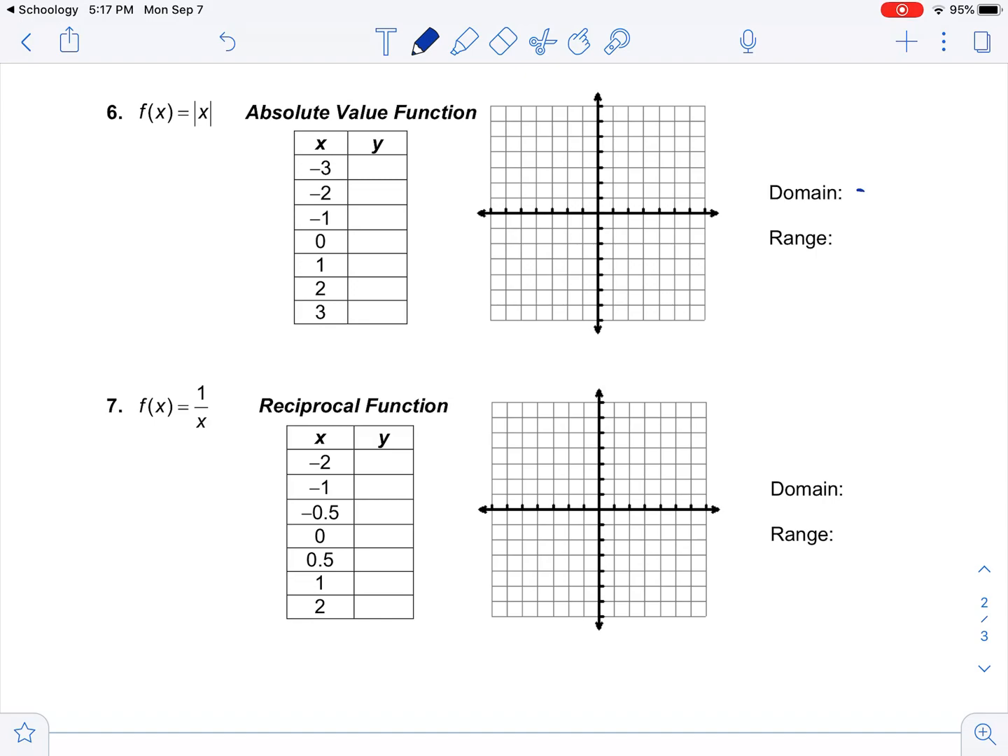Next, f of x equals the absolute value of x. So let's see what the absolute value function looks like. Plug in negative 3, you get 3. Negative 2, you get 2. Negative 1, you get 1. 0, you get 0. 1, you get 1. 2, you get 2. 3, you get 3. So now you can graph those points. And you can see that an absolute value function is V-shaped.